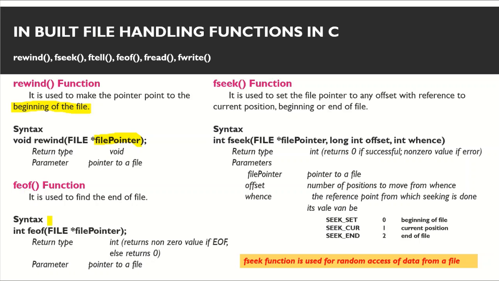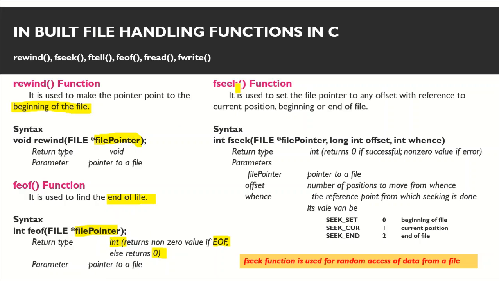Feof function. It is used for finding out the end of file. The format is int feof(FILE *file pointer). Here also the parameter is file pointer and its return type is an integer value, that is, it will return a non-zero value if end of file, otherwise it will return 0.